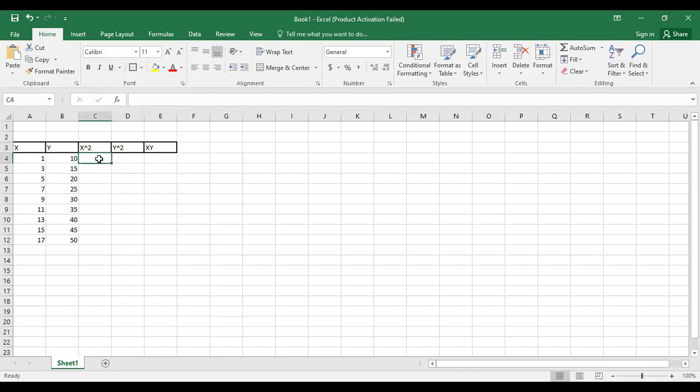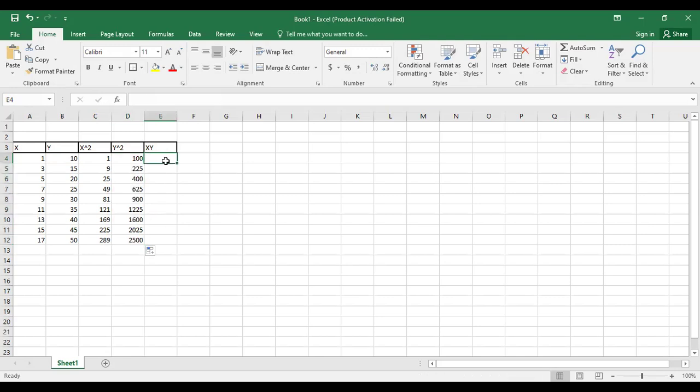Okay, so what's x squared? So we just square this one, so this is equal to that to the power 2, right? And then we do the same for all of them. Then what's y squared? I'll just get that to the power 2, right? And then you bring them down here.